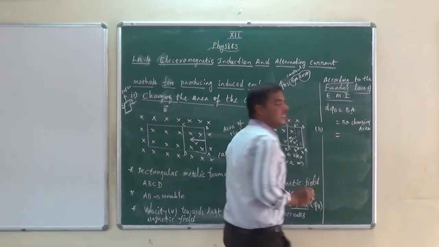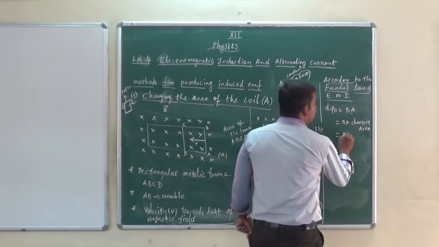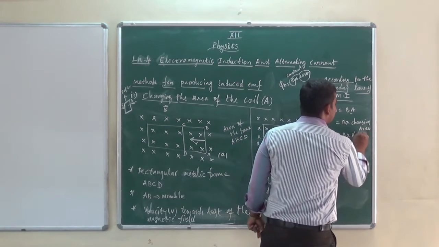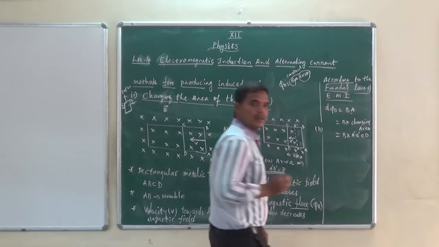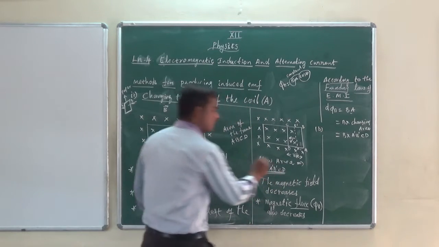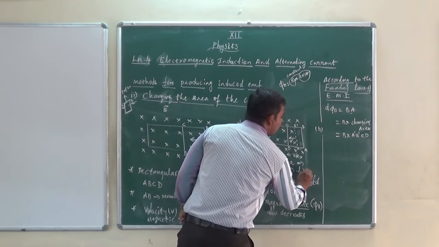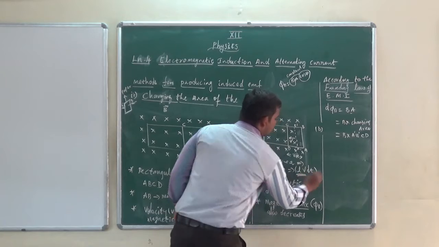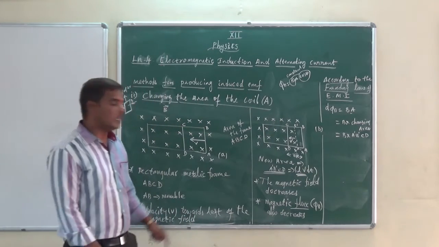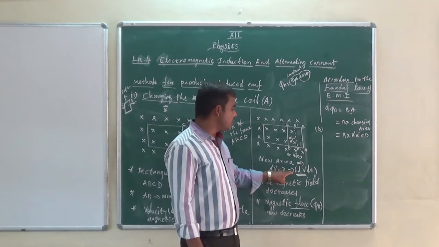Here, what is the changing area? Changing area is nothing but b into A'B', CD. So what is A'B', CD? It is nothing but l into v dt. Got it? Now we have to substitute this changing area, l v dt.